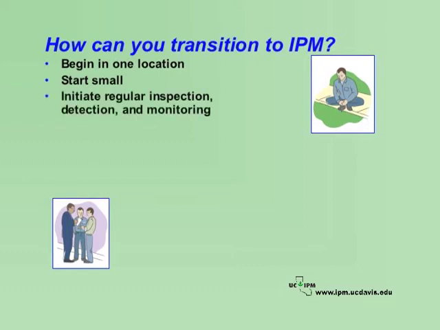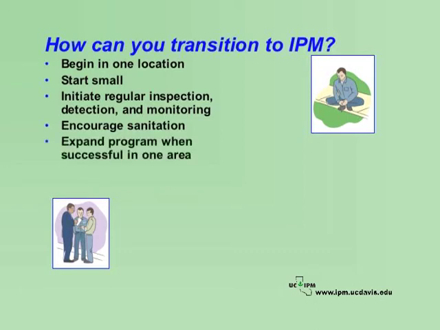Initiate a regular inspection, detection, and monitoring program to find out where your most serious problems are and develop appropriate management programs. Remind teachers, other staff, and students of their role in keeping all areas of the school clean and using garbage cans and recycle bins. Expand your IPM program when it is working successfully in one area. Be aware of building issues and gather support for long-term projects.